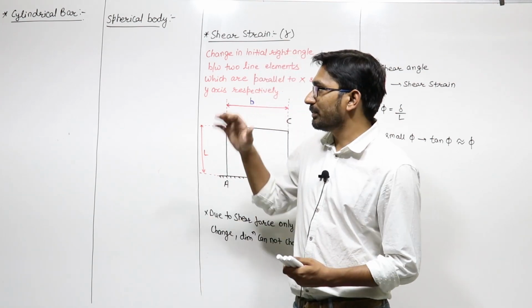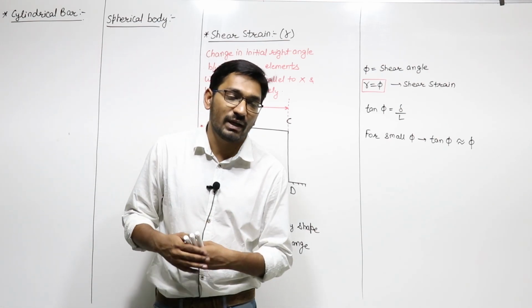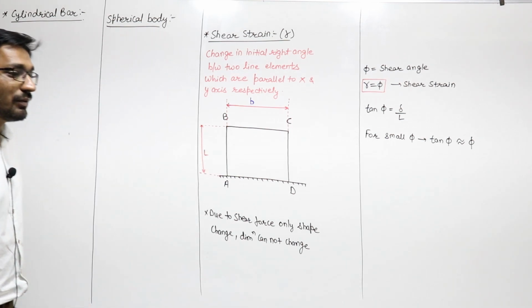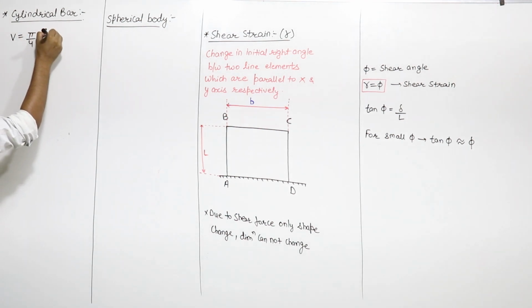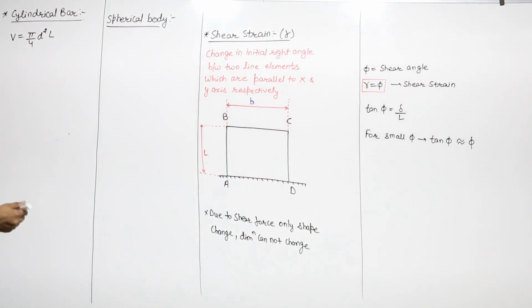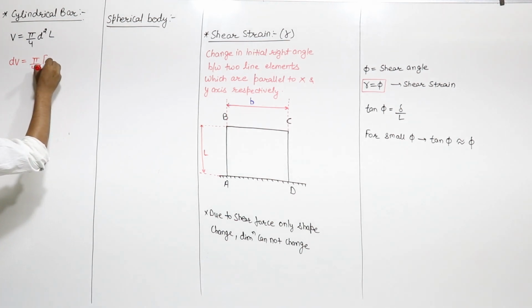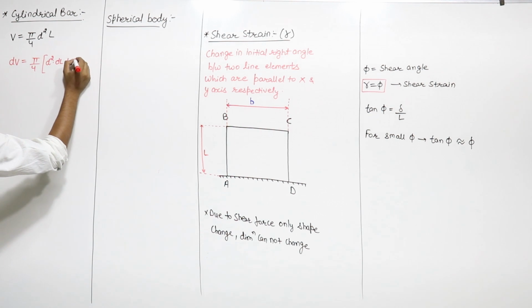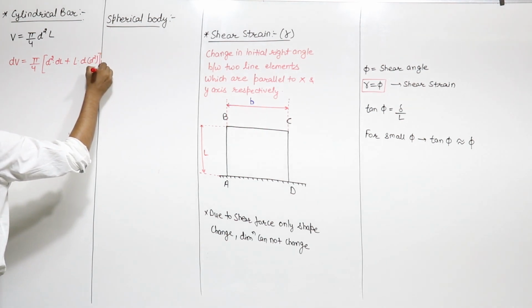The next type of body will be a cylindrical bar, and we have to find out what the volumetric strain is in case of a cylindrical bar. We know that the volume of a cylinder will be pi by 4 d square L, right? If we want to find the change of volume, dV is equal to pi by 4, which is constant, into d square common times differentiation of length, dl, plus length as common into differentiation of d square.